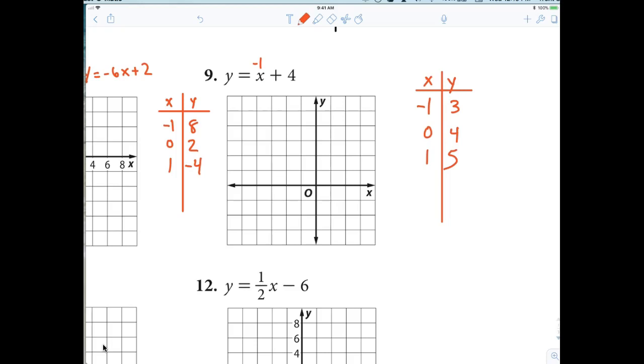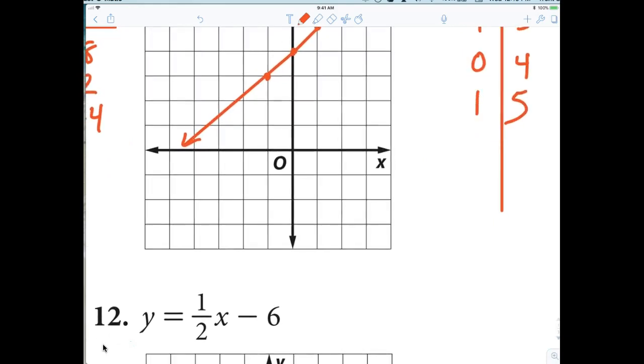Now let's see if you plot the points correctly. Negative 1, 3, 0, 4, and 1, 5. Well, they always count by ones. So this is negative 1, negative 2, negative 3, right? All right. Anybody else have a question with that?